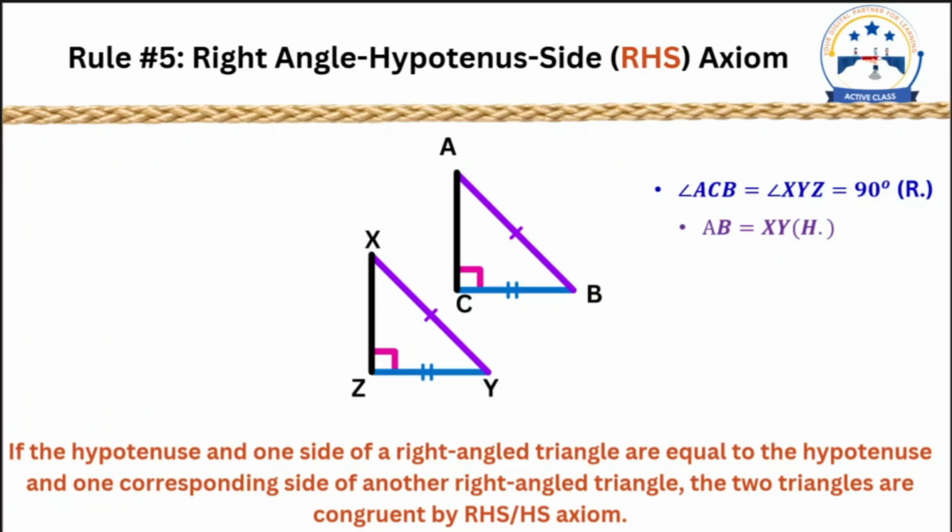And after H, there comes, yes, a pair of equal corresponding sides. And can you spot those two sides? Very good. BC and YZ are the equal corresponding sides. That means all three properties, that is right angle, hypotenuse, and side, are satisfied by these two triangles. Therefore, triangle ABC is congruent to triangle XYZ by RHS axiom.